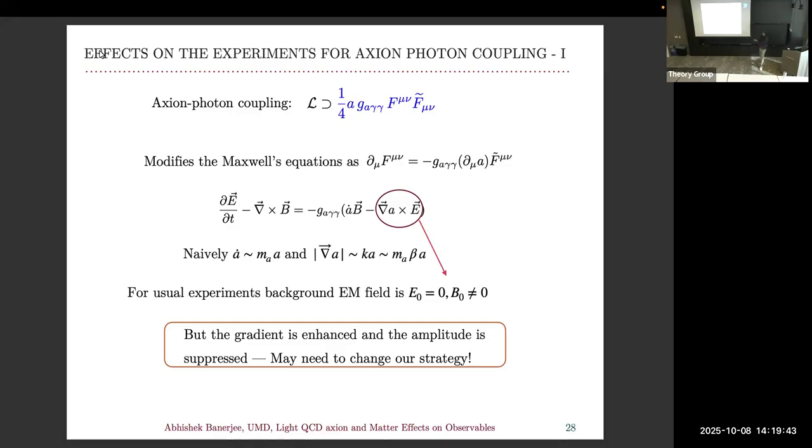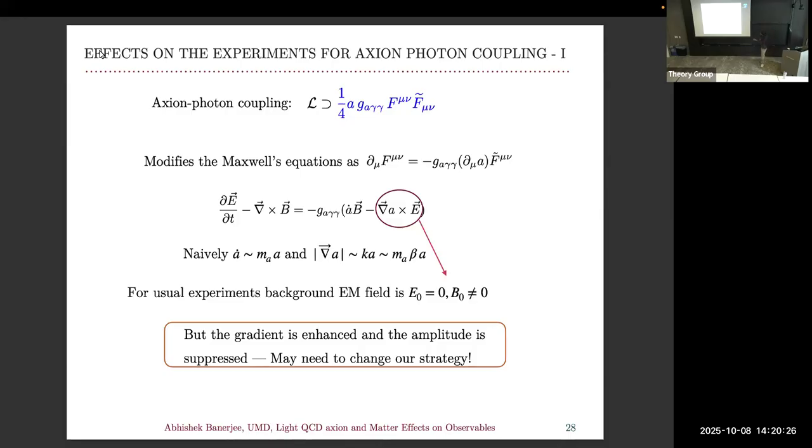And okay, what does it do? If I just write it out explicitly, I have d/dt E minus grad cross B, which now depends on a dot times B, and grad a cross E. Now naively, without all these effects, you would say a dot is mass times a, and grad a is the momentum times a, and the momentum is mass times the velocity times a. If we have dark matter, this velocity is very small, 10 to the minus 3, and because of that, the current experiments just don't care about this grad a cross E term, because it's suppressed by 3 orders of magnitude. Why should we look for it, right?